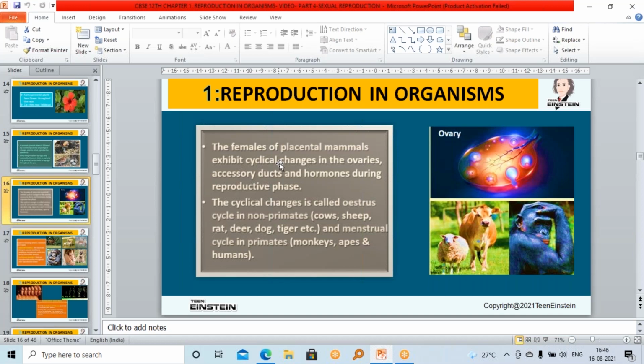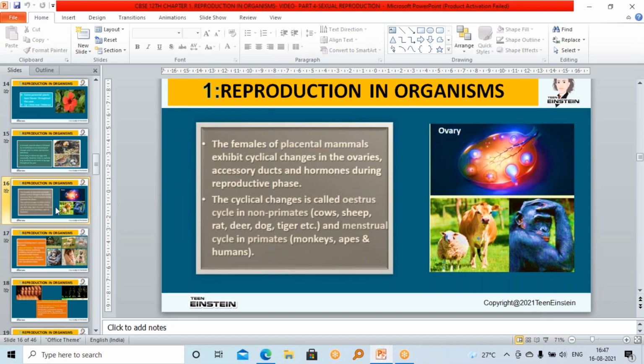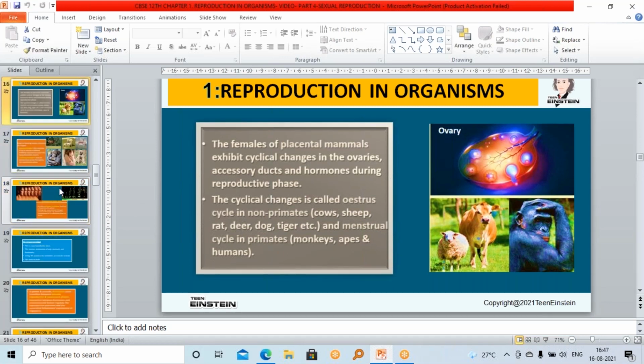The cyclic changes during the reproductive stage: in primates, it is called the menstrual cycle, but in non-primates, it is called the estrous cycle. Note down these two. The females of placental mammals exhibit cyclic changes in the ovaries, accessory ducts and the hormones during the reproductive phase. The cyclic changes are called the estrous cycle in non-primates and the menstrual cycle in primates. Is it clear?